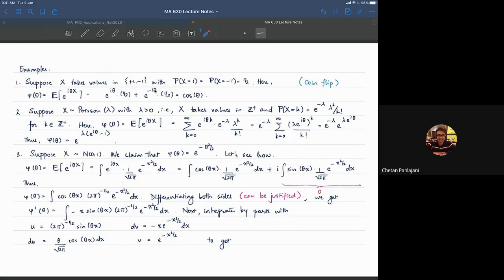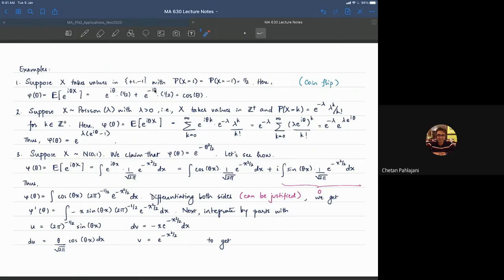So what are you left with? Thus, phi of theta is the integral of cosine theta x times 2 pi to the minus 1/2 e to the minus x squared over 2 dx. Now, the way Dirac proves it is he finds a differential equation for phi. That differential equation is sufficiently easy that he knows what the unique solution is. So he says, if phi solves this differential equation, then phi must be this function. And that's the route we're going to take.